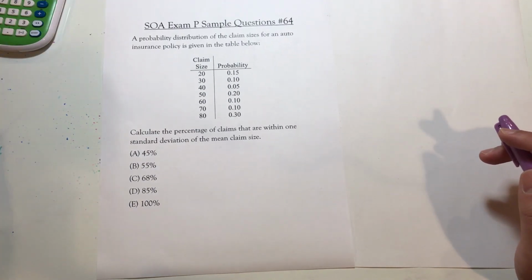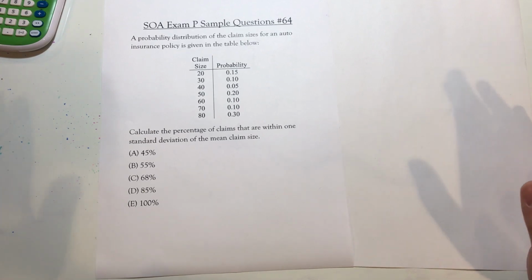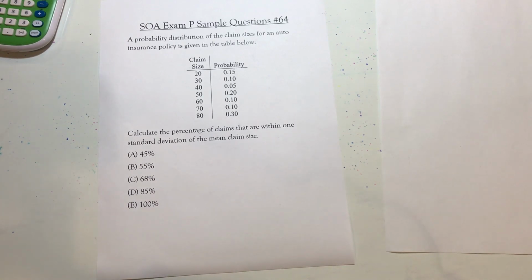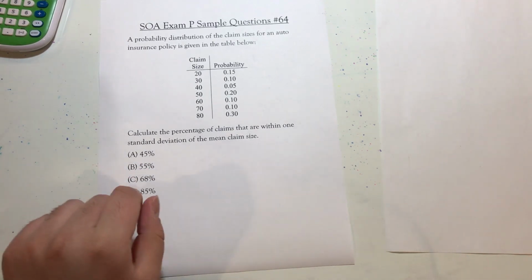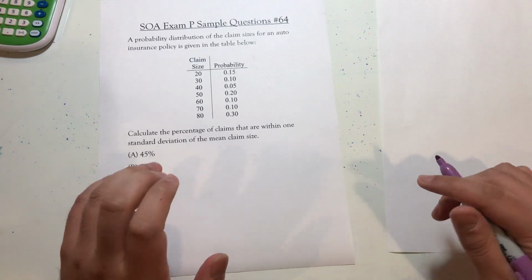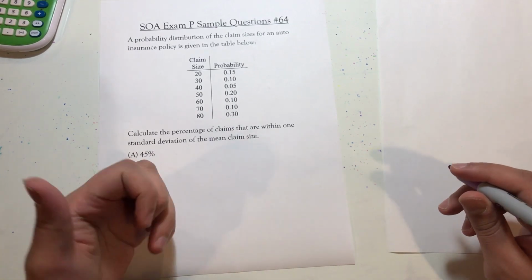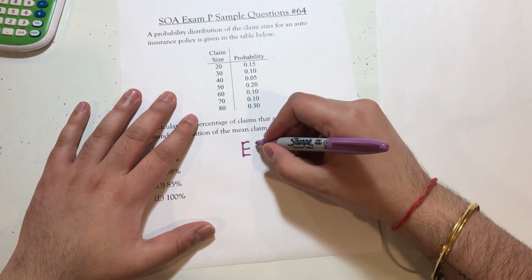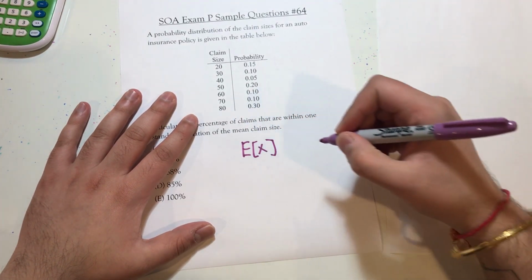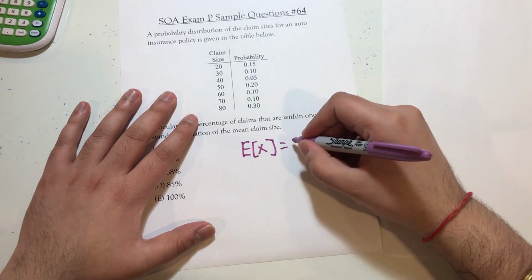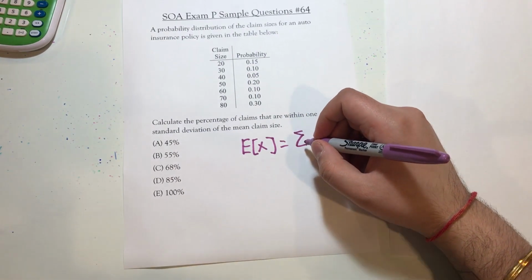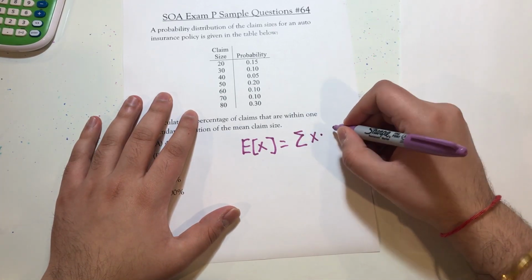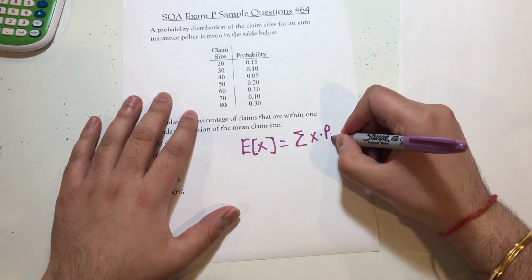All right, so on its surface it seems like a pretty easy problem. Hopefully it stays that way as I work through it. Now, we need the probability that claims are within one standard deviation of the mean. That implies that we need both the standard deviation and the mean. So the mean is simply the expected value of x. And the expected value, as you should know, is the sum of every value multiplied by the probability of that given value.